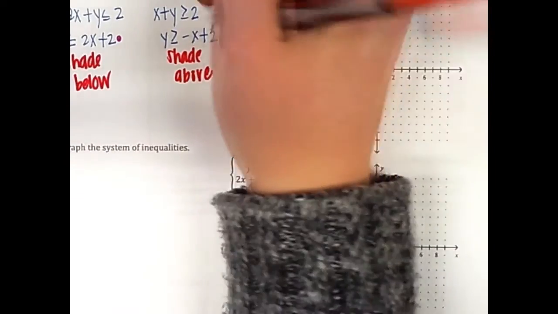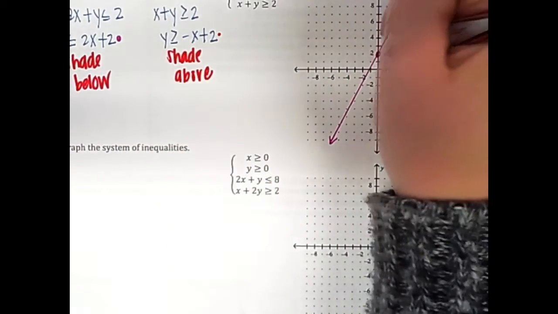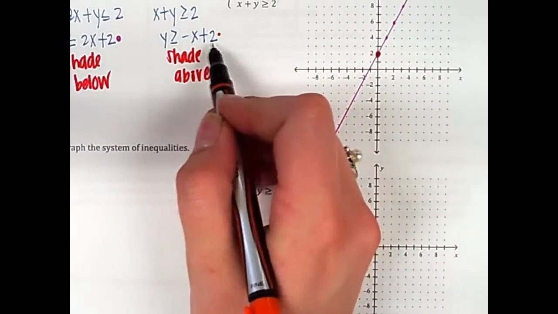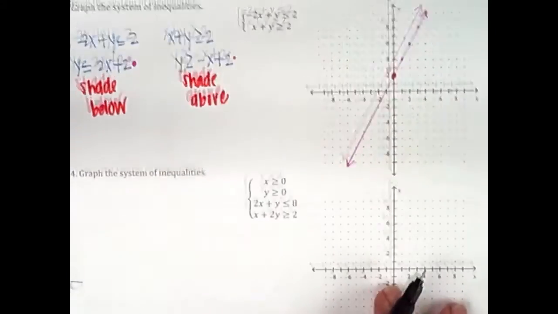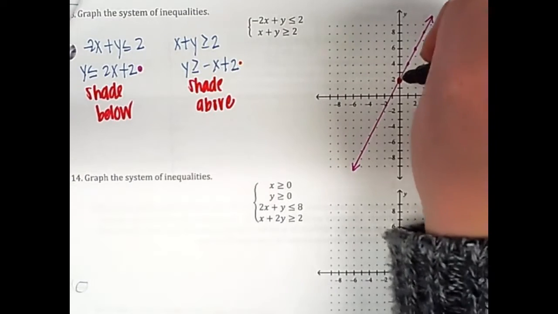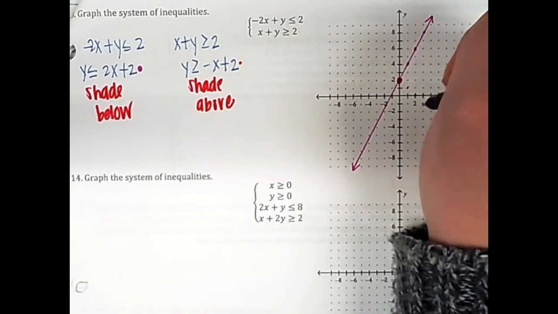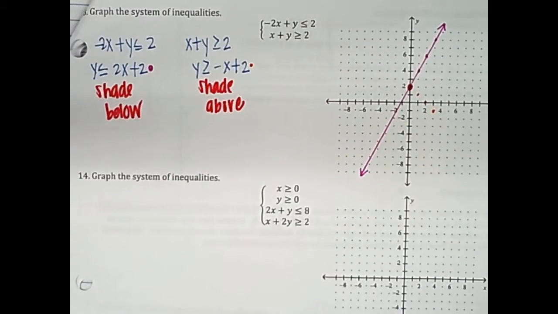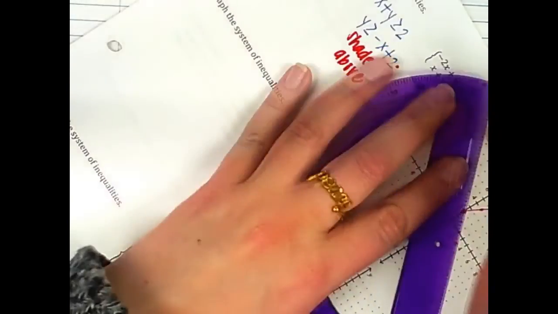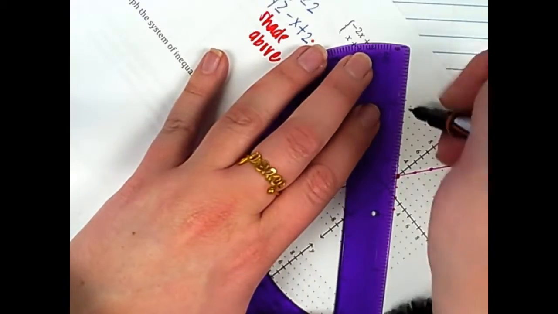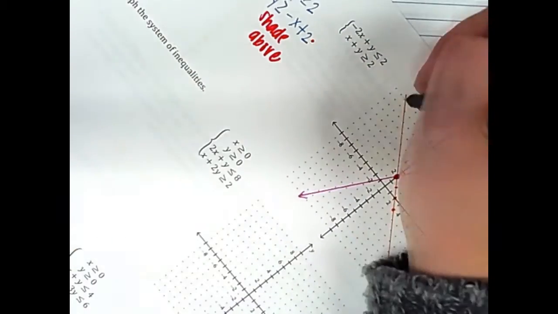Okay, my second line I'm going to do in orange. I start at the same point because I have the same y-intercept, positive 2. And then my slope is negative 1. So down 1, over 1, down 1, over 1, and so on and so on, to graph my line.